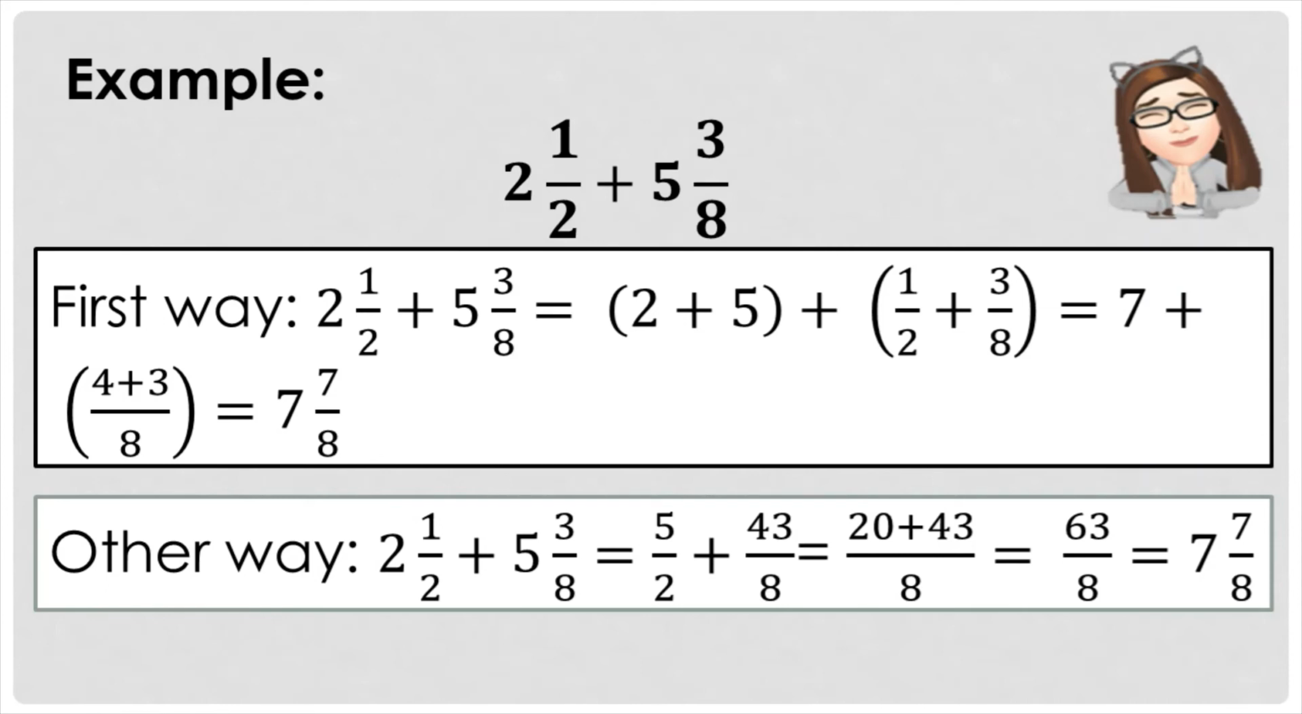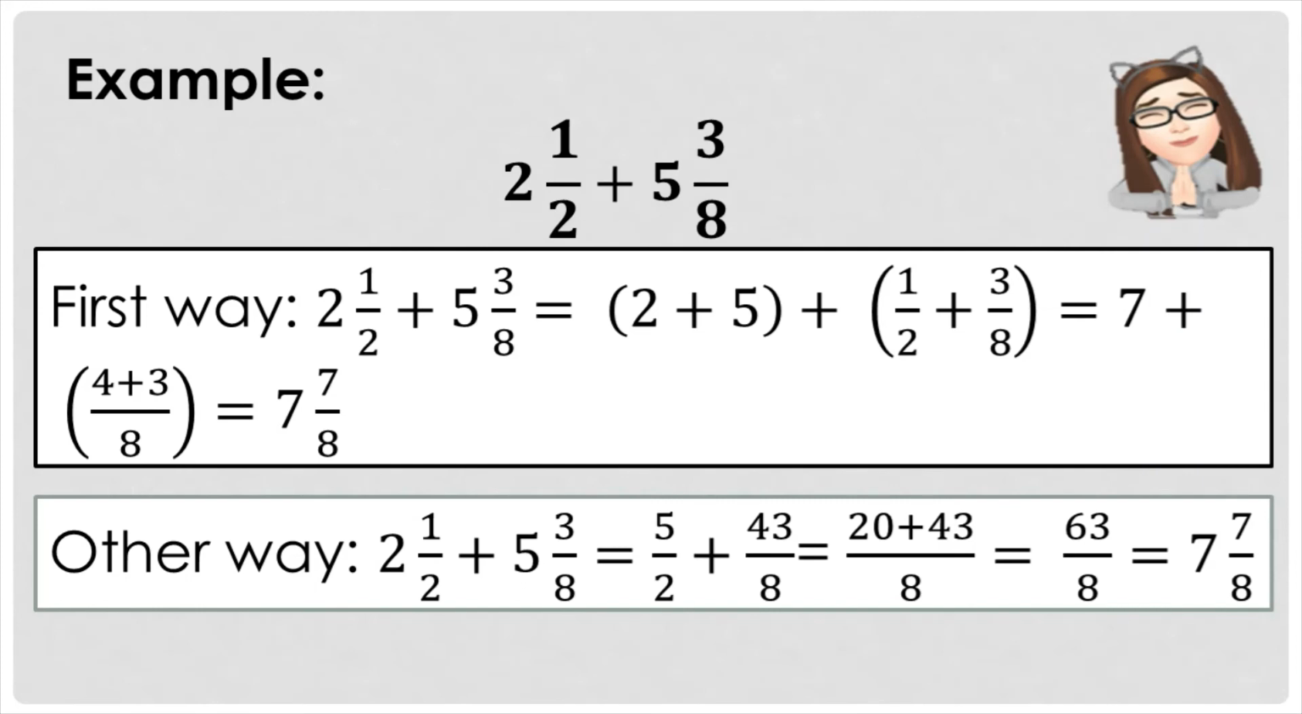So using the butterfly method, we have 8 divided by 2 is equal to 4, and 4 times 5 is equal to 20. Followed by 8 divided by 8 is equal to 1, and 1 times 43 is equal to 43. So we have now 20 over 8 plus 43 over 8, which is equal to 63 over 8.